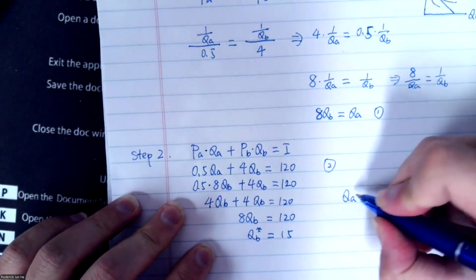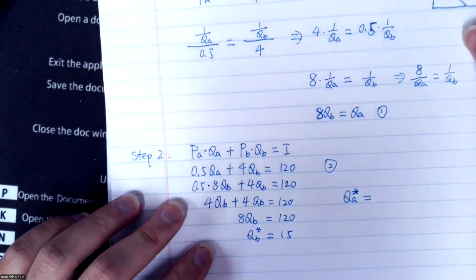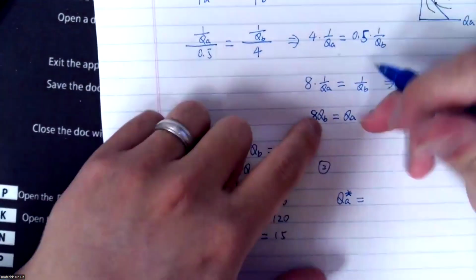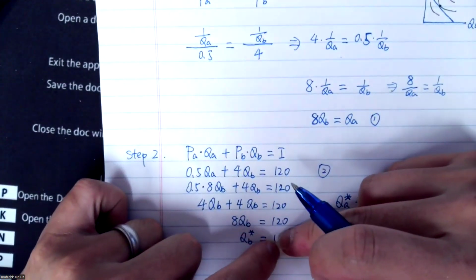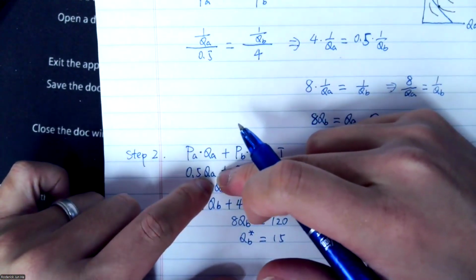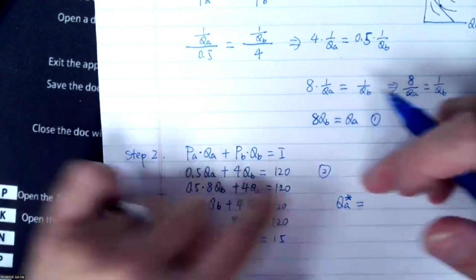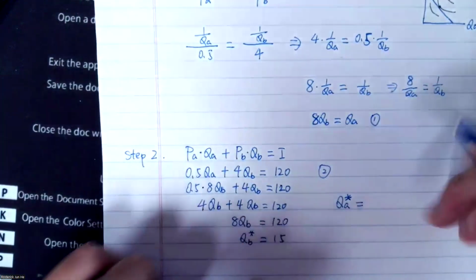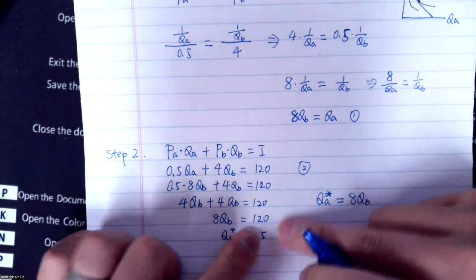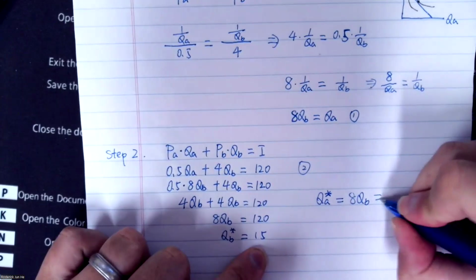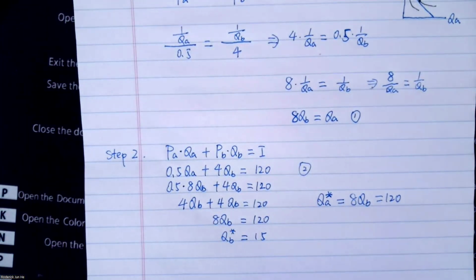And QA, which is what the question asked. Here we use this one, which is easier. I mean, you can also plug this 15 for QB back here and calculate QA, but here we have an easier one, right? So QA equals 8 times QB, and 8 times QB, we know already, is 120. So that will be the answer, okay?